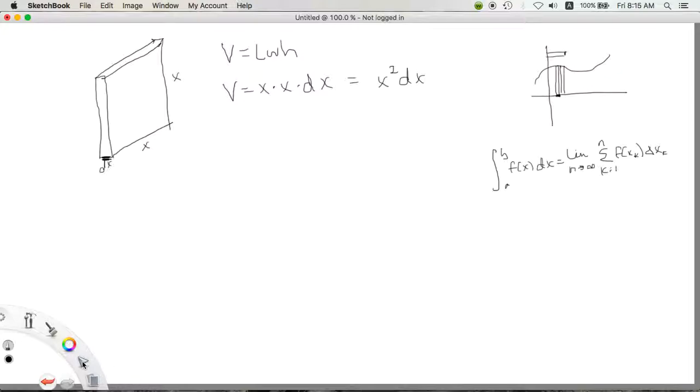Now what happens if our slice of volume is a different shape? Let's say it's semicircular. There's a picture there on your paper, and it's going to be a lot better than what I can draw here. But you have this semicircular slice. Its width, again, is dx, and this time we have this diameter of x.